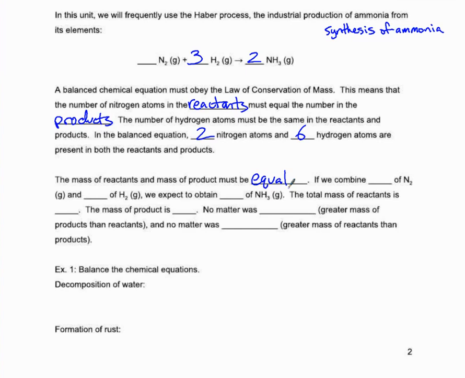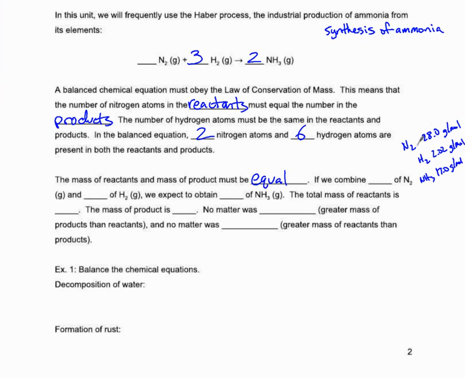Now these numbers I'm going to use are reflecting the molar masses. So for nitrogen, the molar mass is 28.0 grams per mole. Hydrogen is 2.02 grams per mole. And ammonia, 17 grams per mole. That's where these numbers are going to come from.